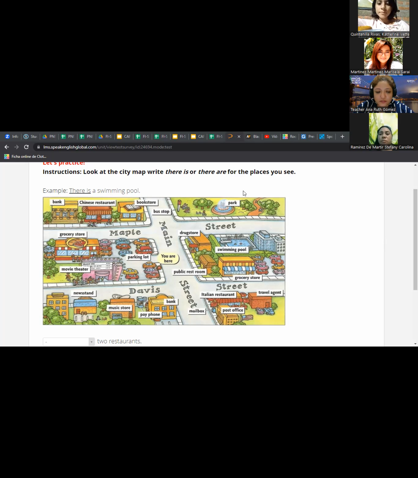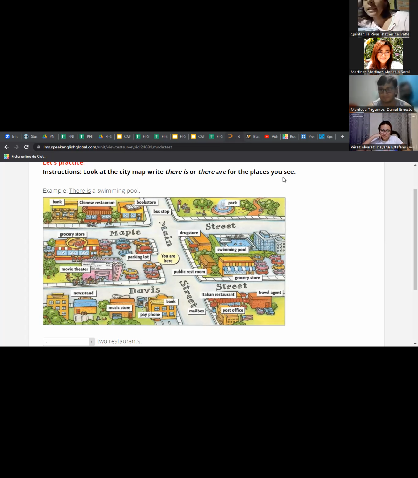In the city, there are grocery stores. There are or there is? There are two grocery stores. Sí, yo veo dos. There are two grocery stores. Yes. But remember that you need to emphasize. There are two grocery stores. Grocery stores. Very good. Okay. Very good. Catherine.